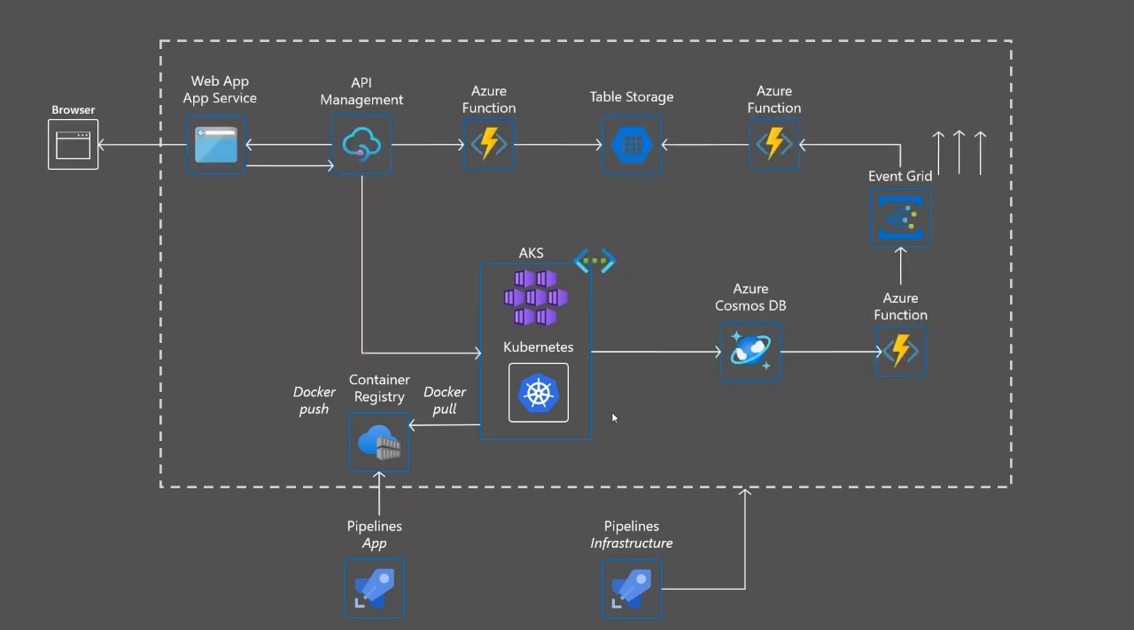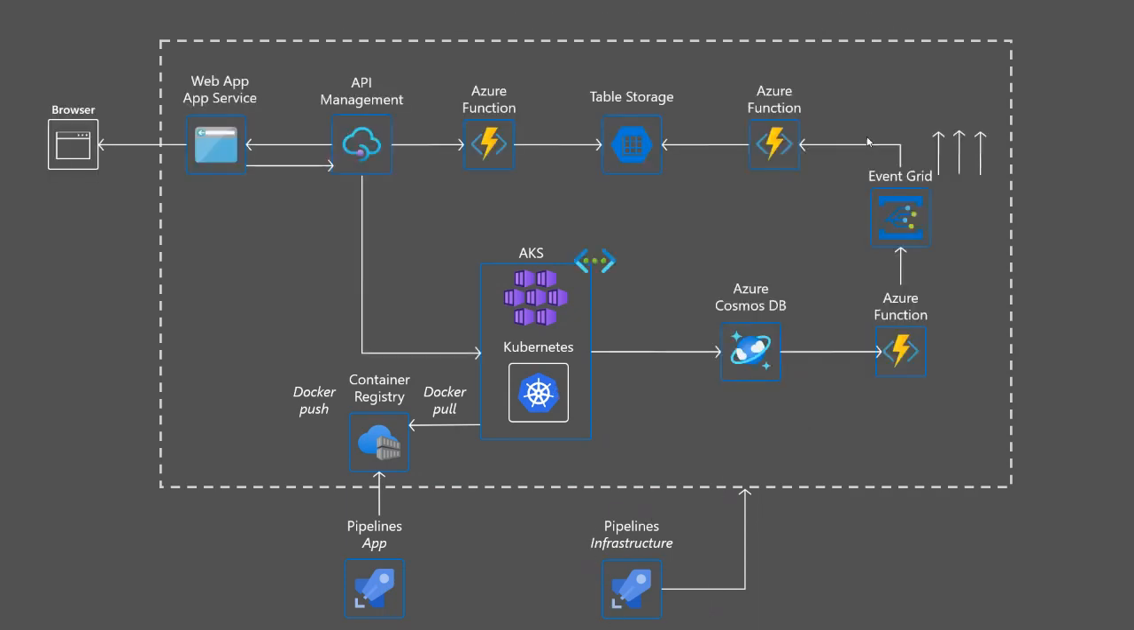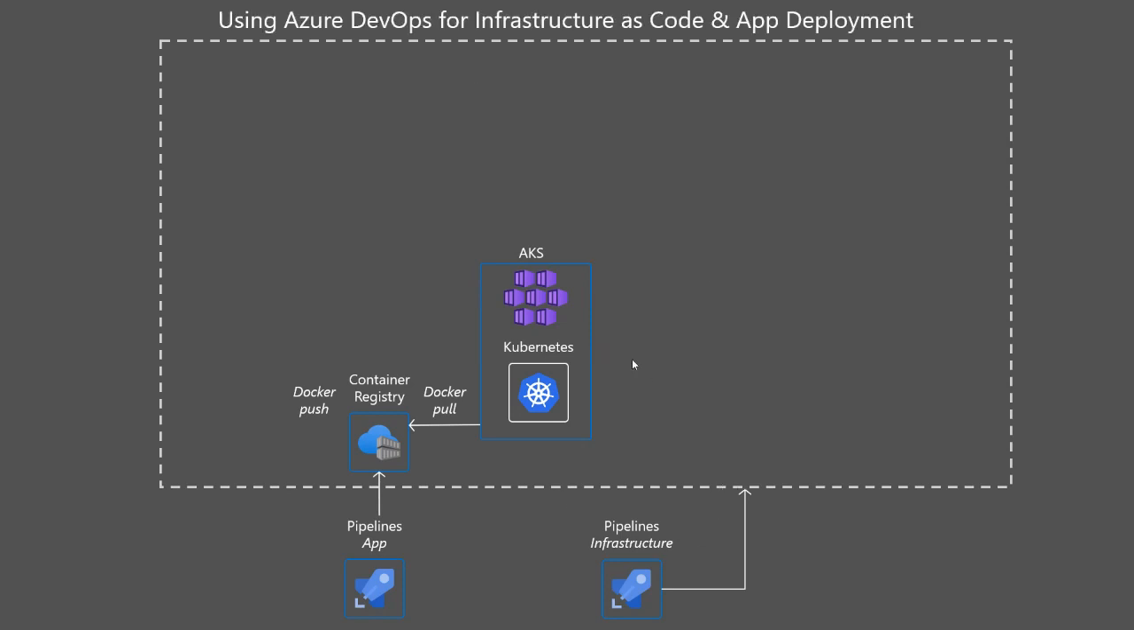The first bit we're going to focus on, however, is how do we make all of that come into existence? We're going to talk to you about how we can use pipelines in Azure DevOps with ARM templates to completely automate the entire deployment of all of these infrastructure components, which will then ensure consistency. We're also going to have pipeline components that are responsible for actually deploying applications.